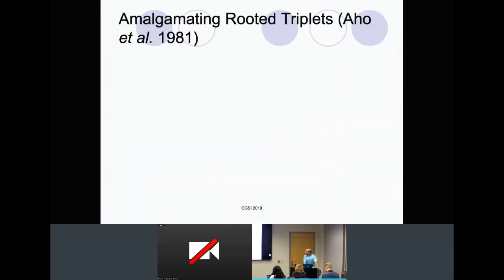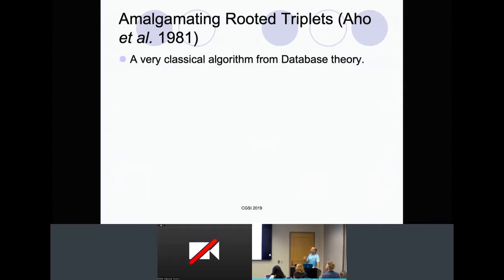And surprisingly, really surprisingly, for the rooted triplets, it was found that some algorithm that came from database theory solved that problem. I was challenged with this task, and I was wondering, well, it's very natural, but then I found in some paper in phylogenetics that they point to this Aho et al. algorithm from '81 in database theory, and it's very, very nice and elegant, and it works recursively by a divide and conquer approach.